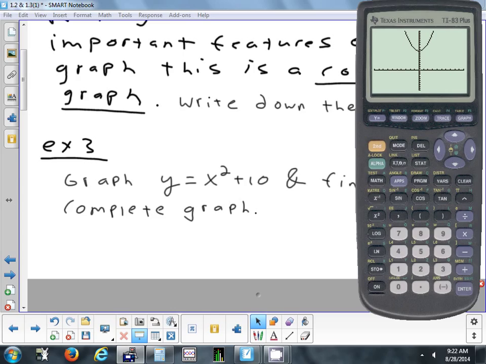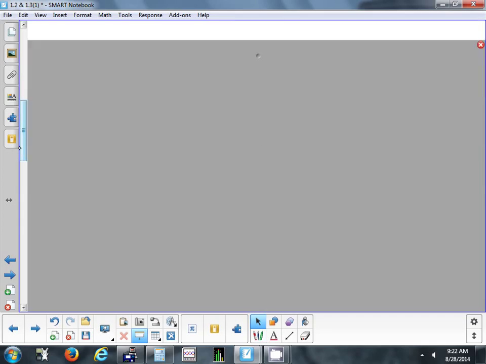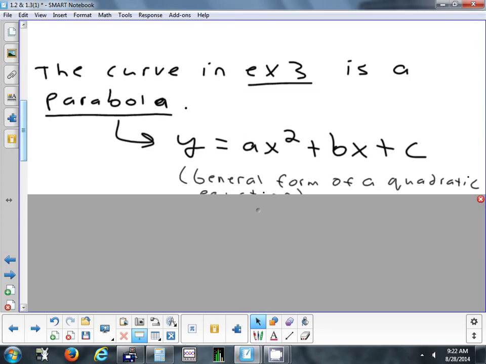Would this have a maximum? This parabola? No. To have a maximum, it has to look more like this. It has to be flipped over. That has a maximum. This one has a minimum. Okay, so that curve, as we already mentioned, that's called a parabola.